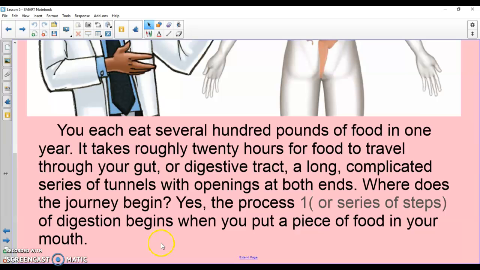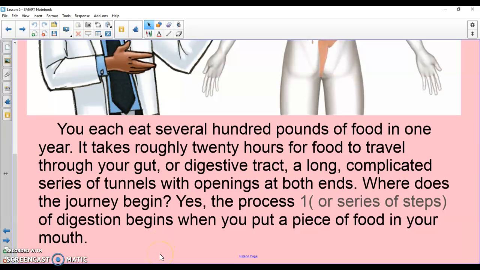You each eat several hundred pounds of food in 1 year. It takes roughly 20 hours for food to travel through your gut or digestive tract, a long, complicated series of tunnels with openings at both ends. Where does the journey begin? Yes, the process of digestion begins when you put a piece of food in your mouth.